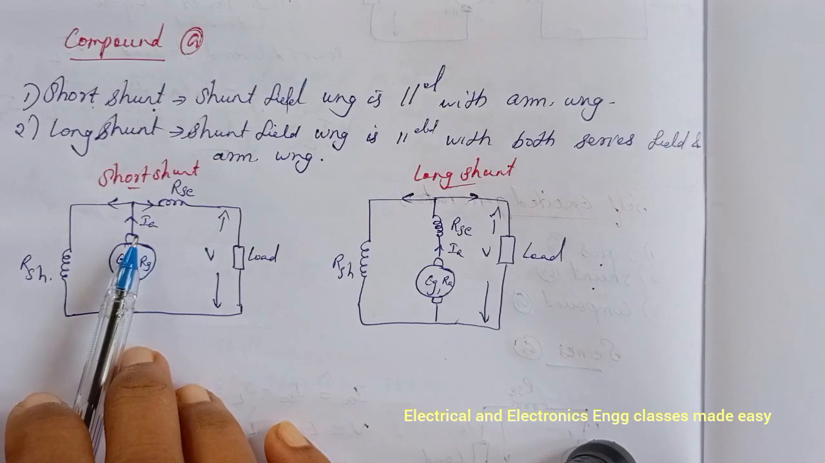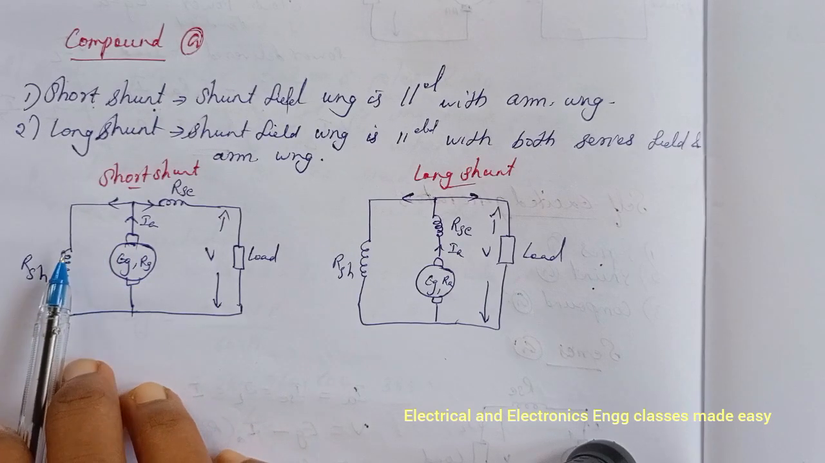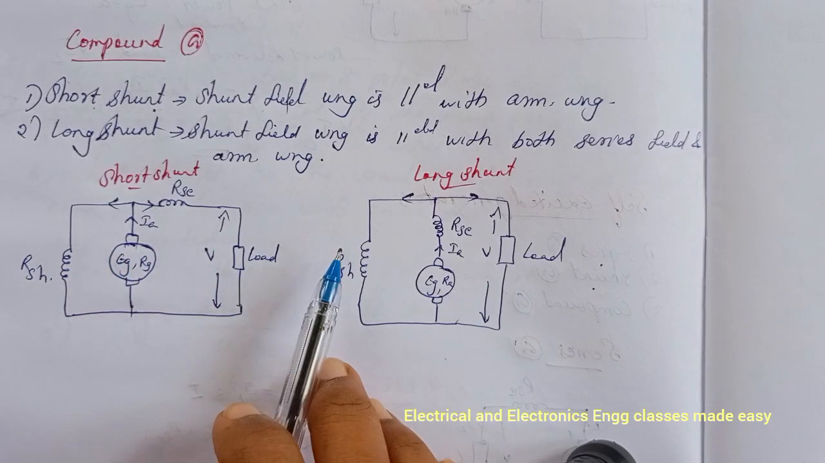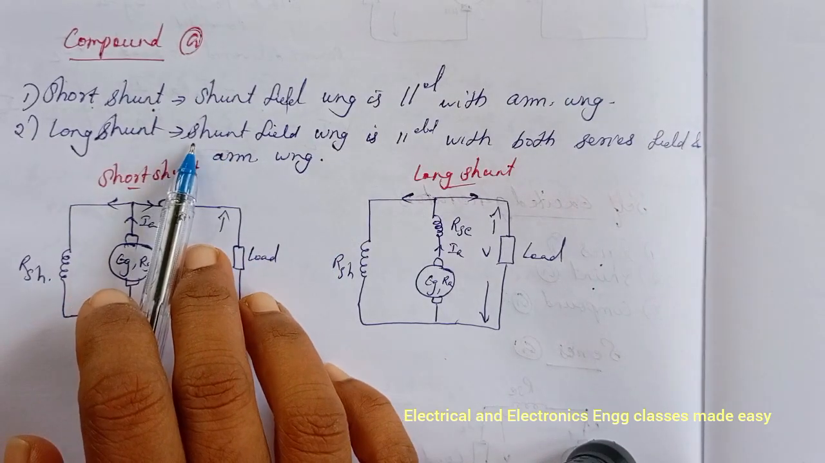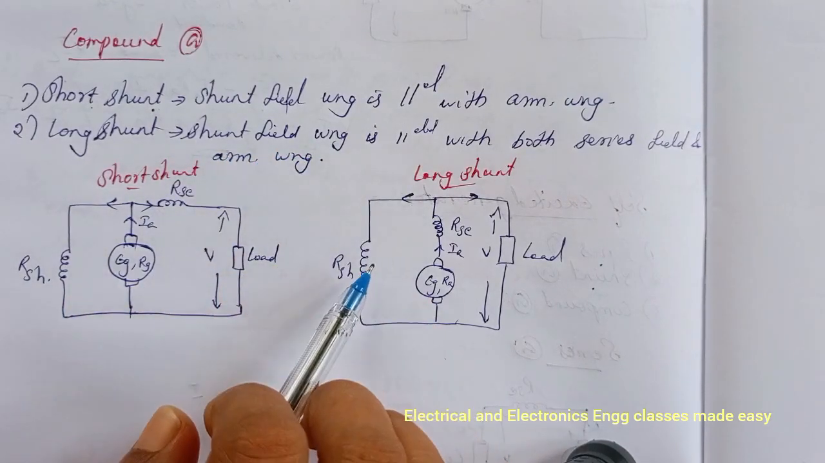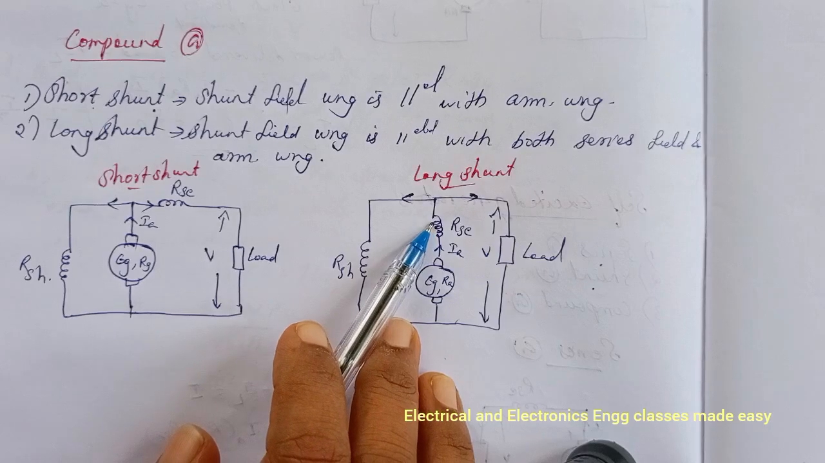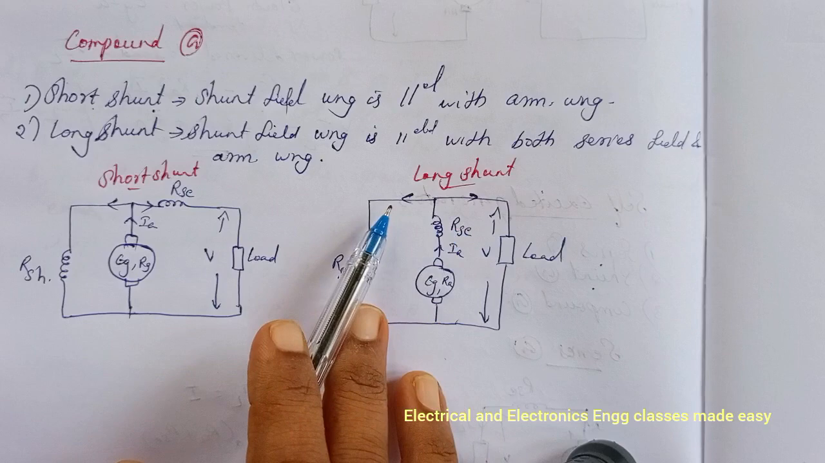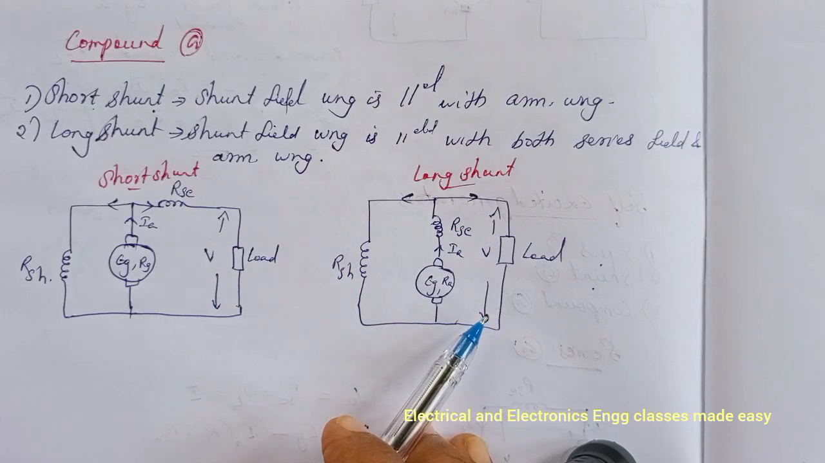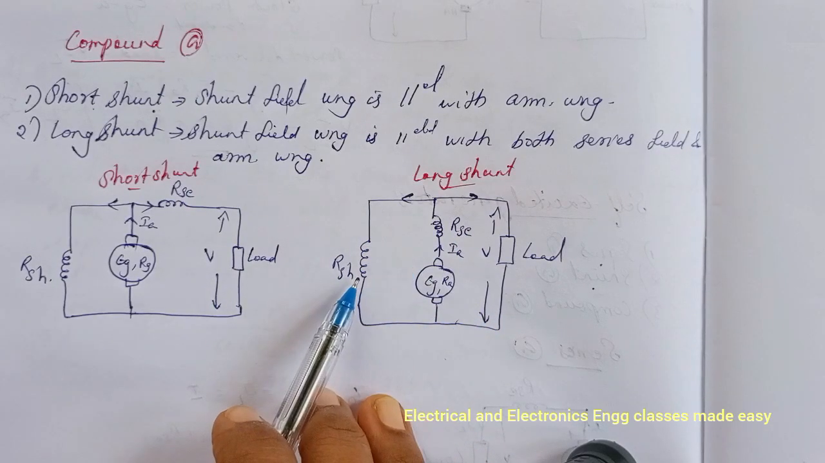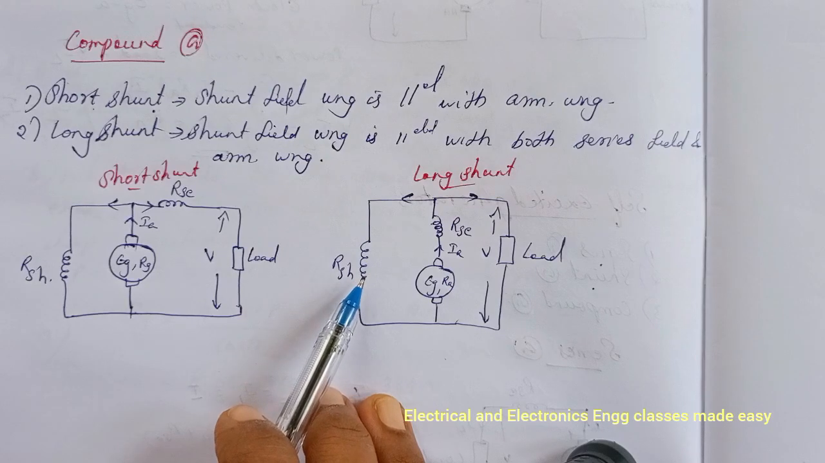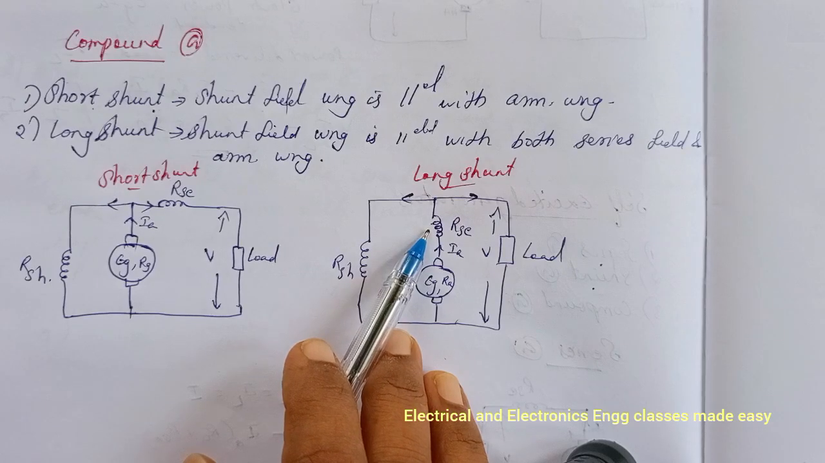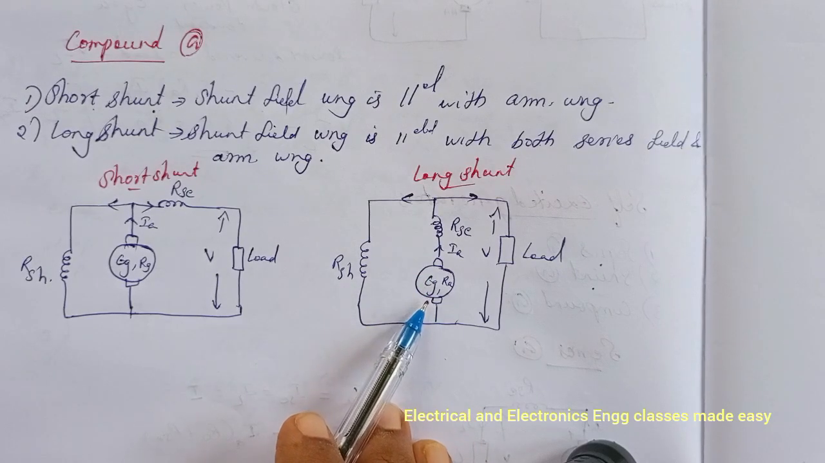So here the shunt field winding is parallel with the armature winding. Whereas in long shunt generator, the shunt field winding is parallel with both series field and armature winding. So this is the long shunt compound generator. Here the shunt field winding is parallel with the series field and armature winding.